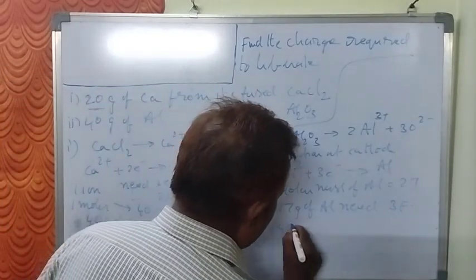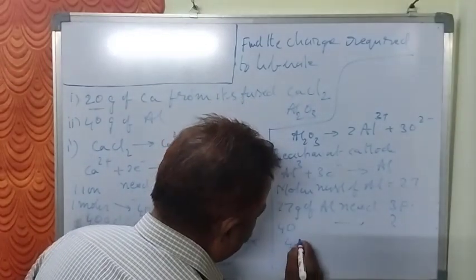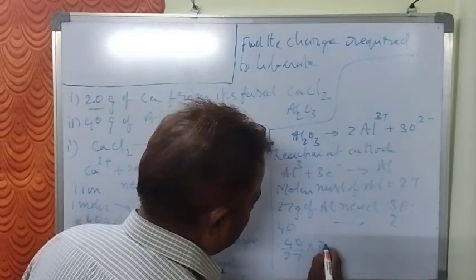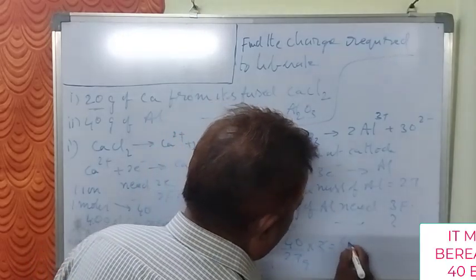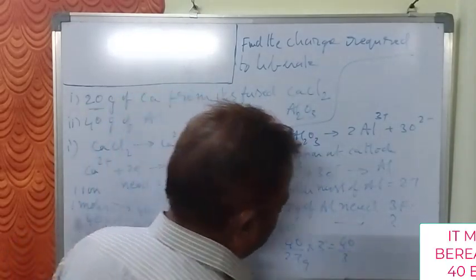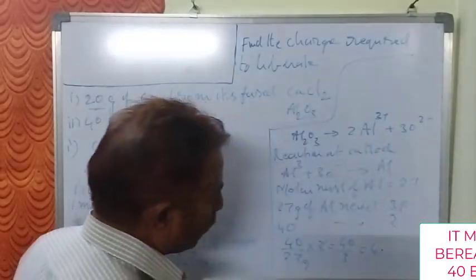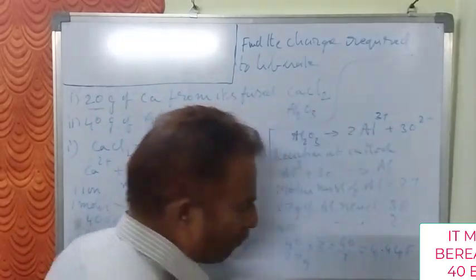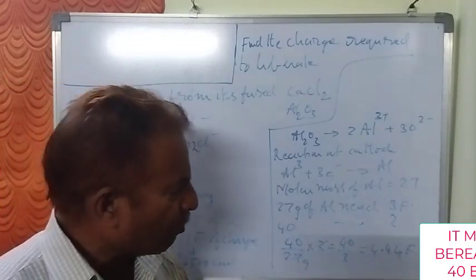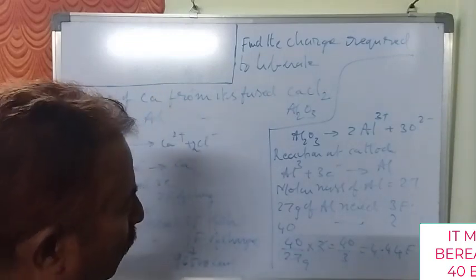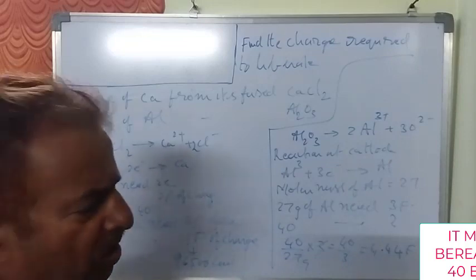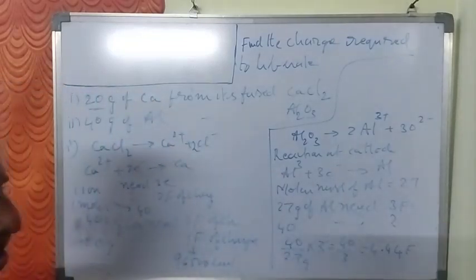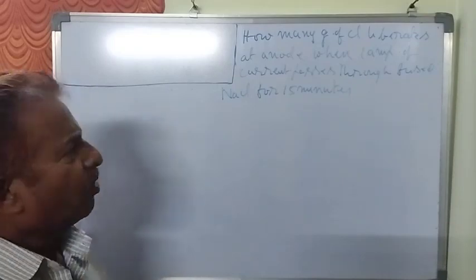40 grams. 40 grams need how many? So this is 40 by 27 into 3. Right, 3 here 9 times. 40 by 9 is nothing but 4.44 Faradays. You multiply this 4.44 with 96,500, that is 1 Faraday of charge equal to 96,500. Therefore, you will get it in coulombs. Now let us do one more problem.